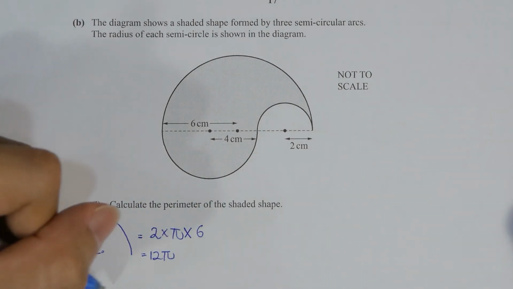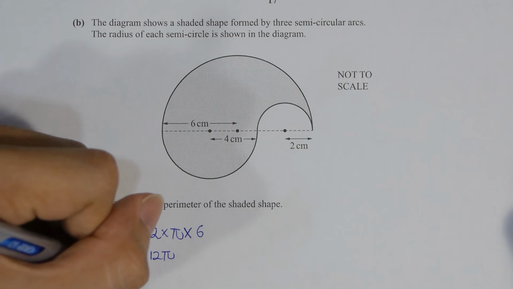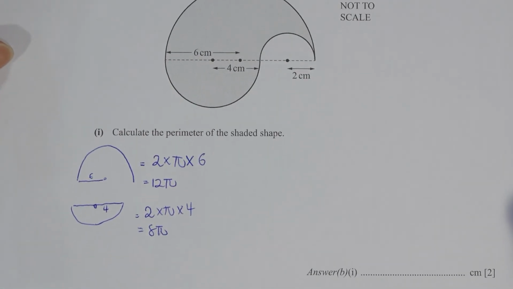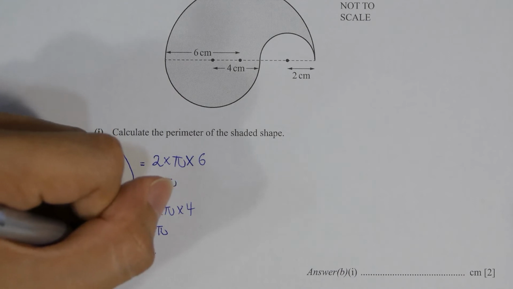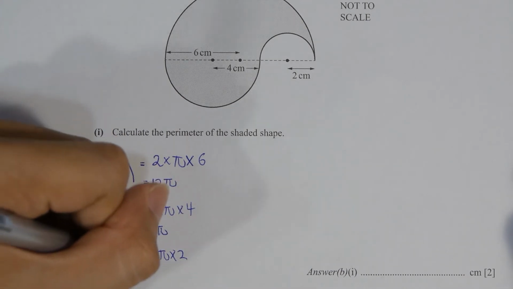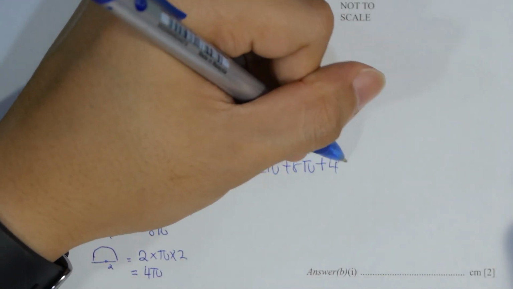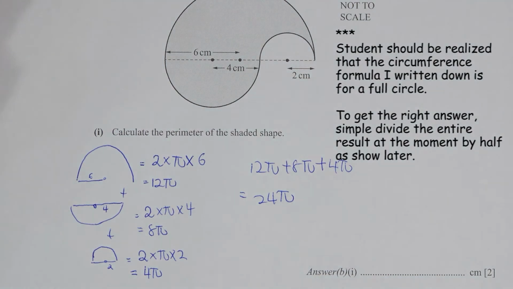So key thing here is to multiply half into it, whereby for the smaller semicircle with a radius of 4, just 2 pi times 4 equals to 8 pi, then half it, into 4 pi. Then the smaller one, smaller semicircle with a radius of 2, so 2 times pi times 2 equals to 4 pi times half. So everything add them up, divide by 2, then you will get 37.7 cm.